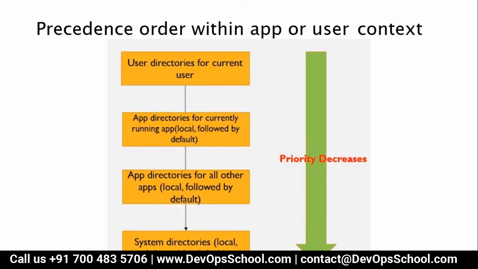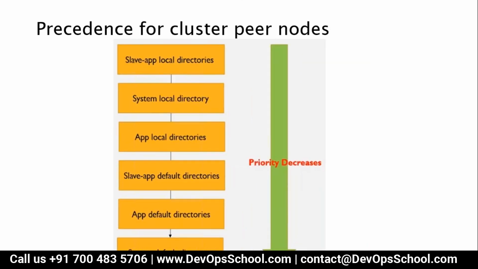Whereas system directories like local come after, and default has the least priority. Understand this. If you want to see it in a distributed setup, this is the precedence which is followed. Now, when I say distributed setup, we have not set up a distributed setup so far. We'll do that in some time. So: slave app local directory, system local directory, app local directory, slave app default directory, app default directory, and system default directory. So this is the priority order in terms of a distributed setup.